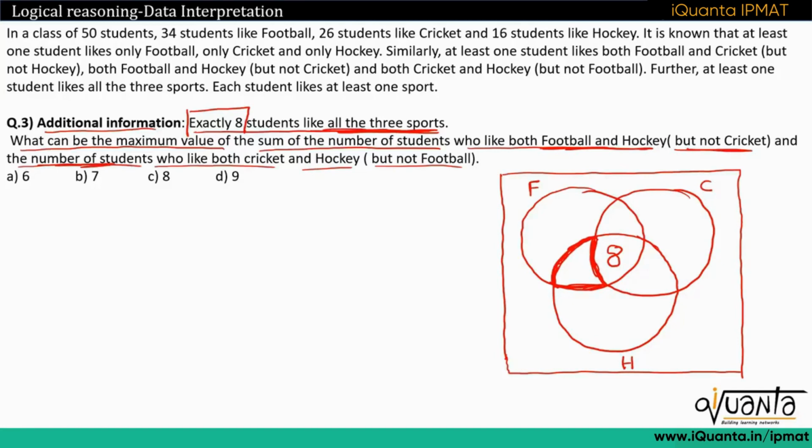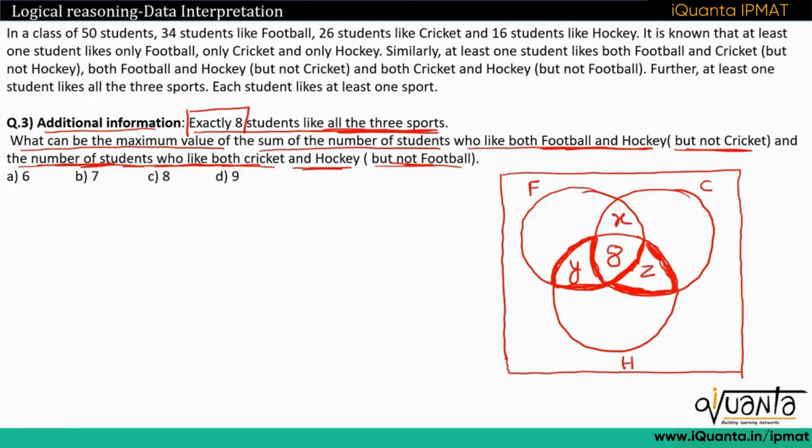And the number of students who like both cricket and hockey but not football. So both cricket and hockey but not football, where is this region? It is over here. This is the region, both cricket and hockey, but not football. So let me provide some names or variables to all the regions first. Let this be X, let this be Y, let this be Z.